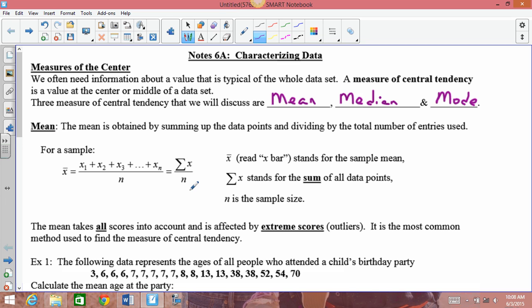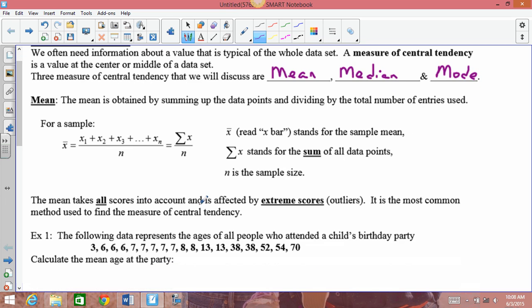Okay. The mean takes into account all of your scores and is affected by extreme scores, which are outliers. We'll be talking about outliers in just a few moments. But it is probably the most common, most widely used measure of central tendency.